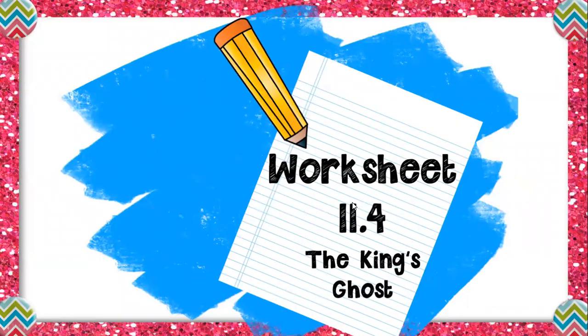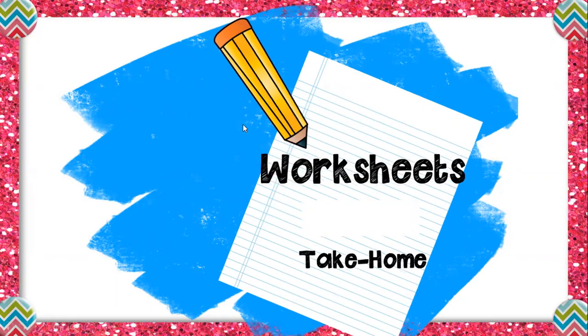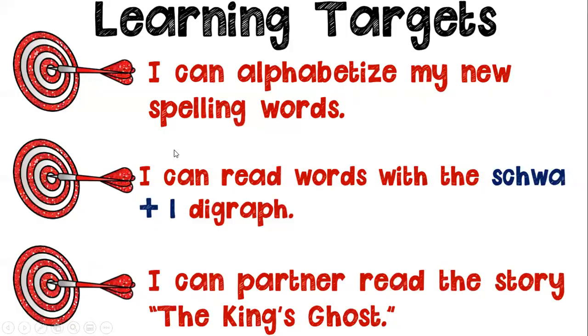Now you're going to be reading the story, The King's Ghost. You need to partner read it with someone at home. Read it a few times. Read it independently. Read it with someone. Read it aloud. And then you're answering the questions on page 61 and 62. You also have a take-home sheet that I mentioned earlier with your spelling words. Be sure and hang that on your refrigerator. Put it somewhere where you can see it and work on those words. There's extra practice with ABC order on the back.